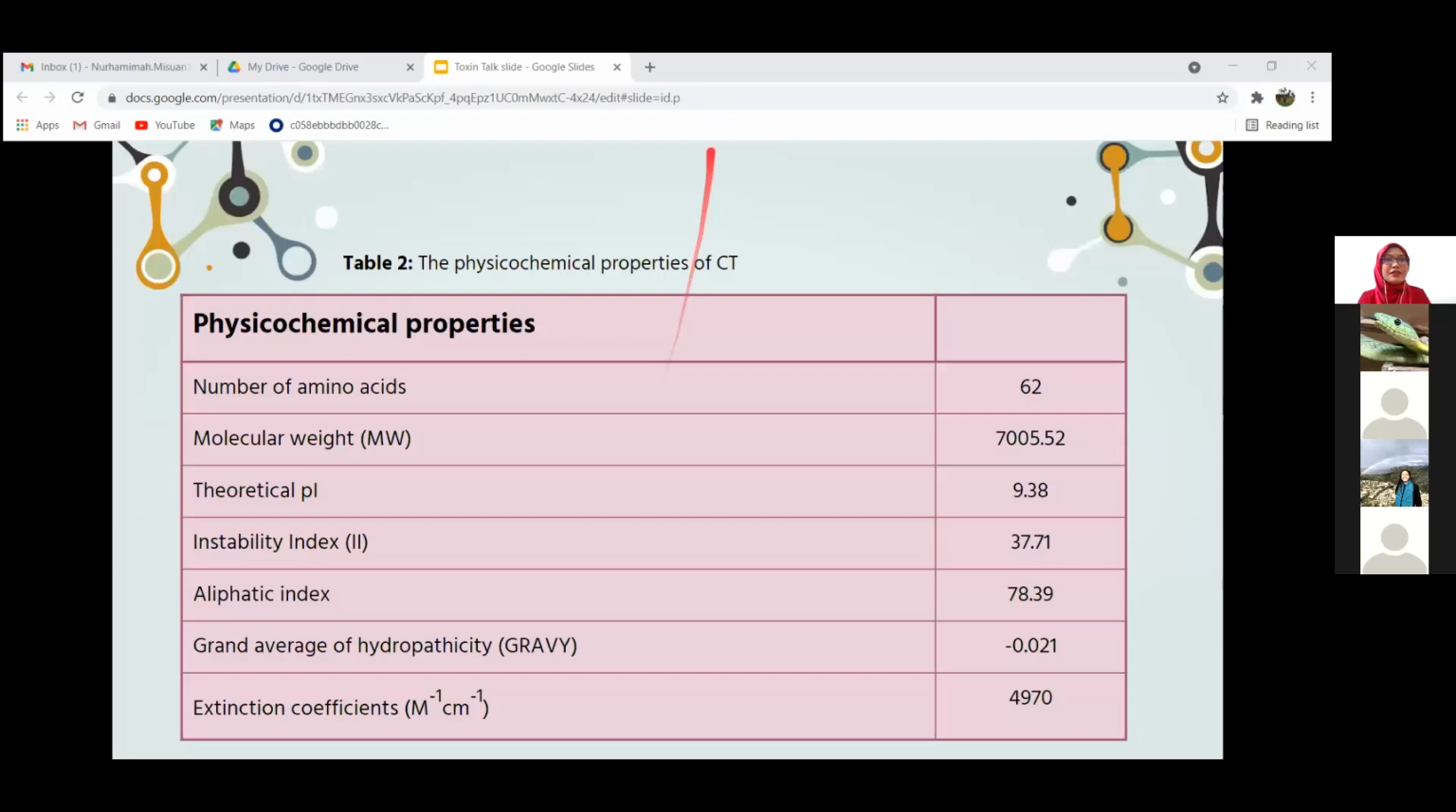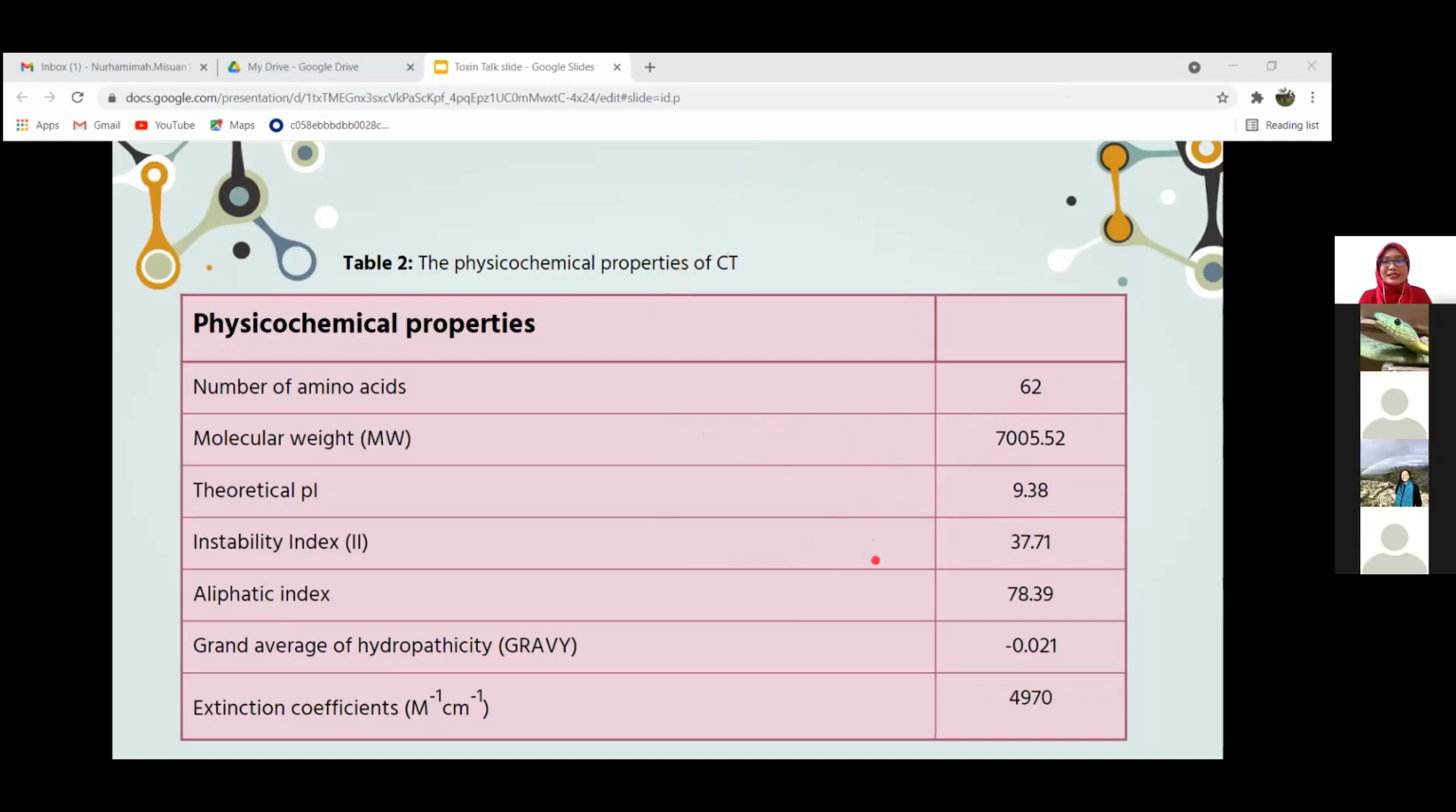So in addition to that, physicochemical properties of CT were also determined, as shown in this table. From this table, we can see that CT has 62 amino acid residues with a molecular weight of 7,005.52 grams per mole. Another physicochemical property of CT listed in this table is the theoretical pI value, which is 9.38, where it showed that CT is a basic protein, and this was supported by the finding by Kumar et al.